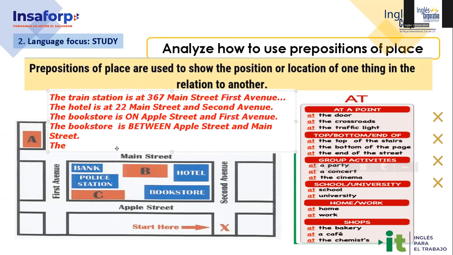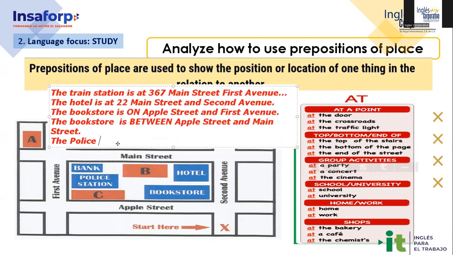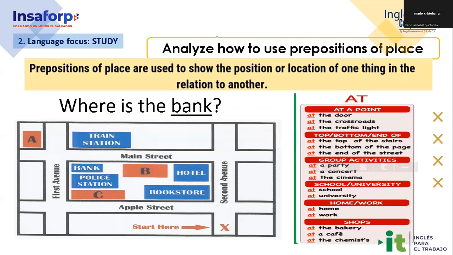Or another example could be the police station. Otro ejemplo ahí, pero sin nombre de la calle, sino que los lugares. The police station is between the bank and, vamos a ponerle ahí el Dollar City. Eso es para dar una ubicación también. Es otra preposición que también pueden utilizar.